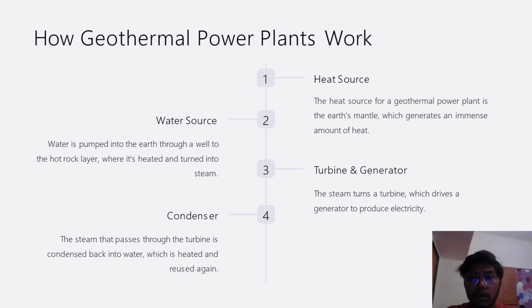And the third one is the turbine and generator. The steam turbine drives a generator to produce electricity. And the next one is the condenser. The steam that passes through the turbine is condensed back into water, which is heated and reused again. So it is also called a recycle process.